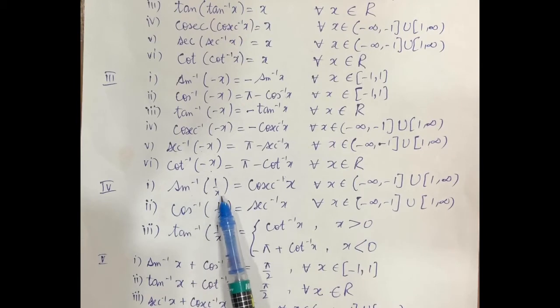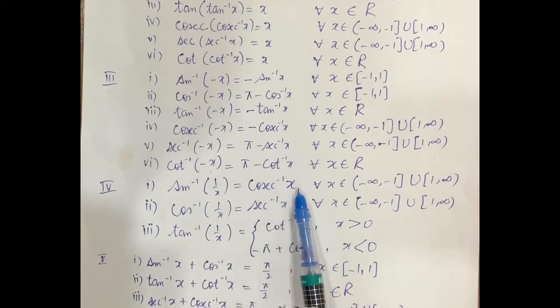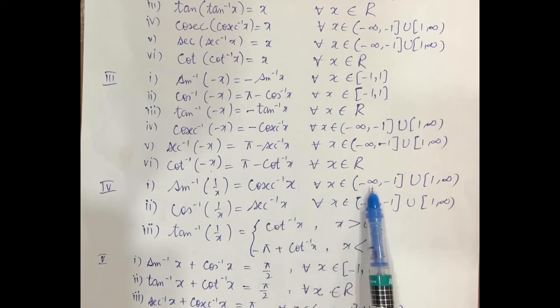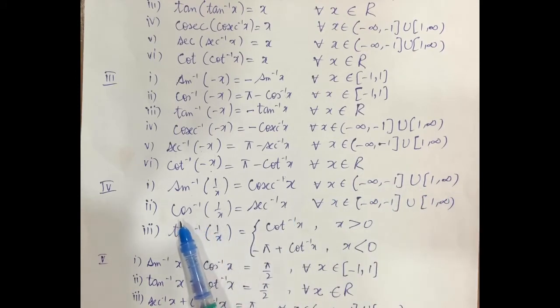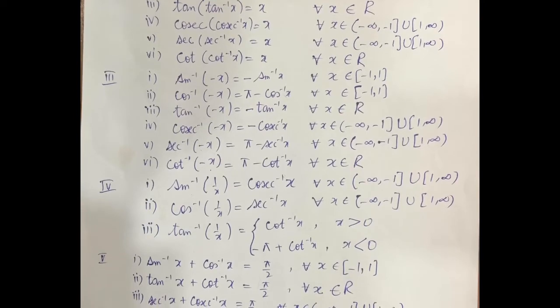Sin inverse of 1 by x is cosecant inverse of x for all x lying in the interval minus infinity to minus 1 union 1 to infinity. Cos inverse of 1 by x is secant inverse of x. Tan inverse of 1 by x has two results: cot inverse of x for positive values of x and minus pi plus cot inverse of x when x is negative.